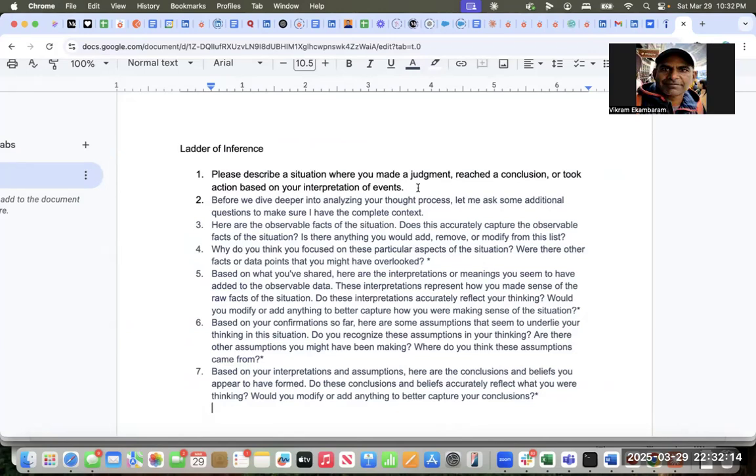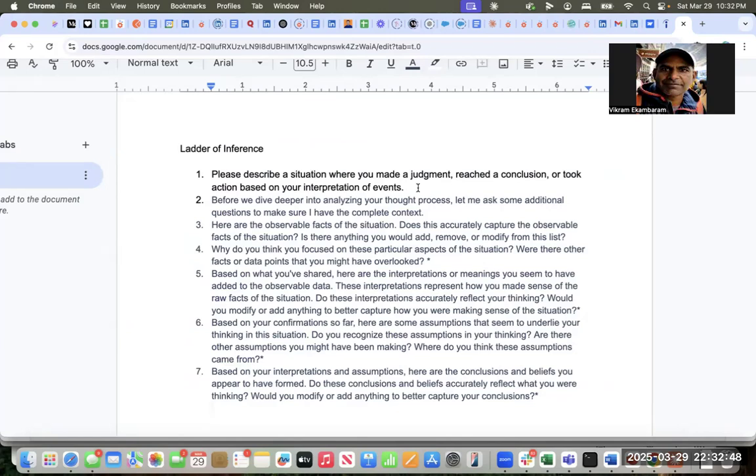And then the next part is it makes you look at those facts and think about why you focused on those particular aspects of that situation. Again, to think about whether you might overlook something. And then based on that, it brings up what interpretations or meanings you might have assigned to the data, and what assumptions went into your thinking. And then based on those interpretations and assumptions, it shows you what conclusions and beliefs might have been formed by you. And at each step, you get the ability to go tweak this and change it and provide more context.